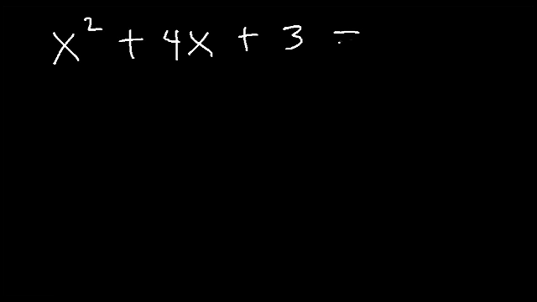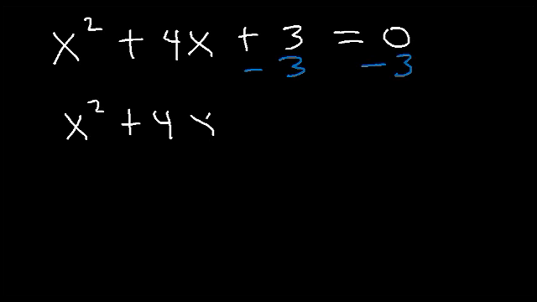In this video, we're going to focus on solving quadratic equations by completing the square. So let's start with our first example. x squared plus 4x plus 3 is equal to 0. The first thing we're going to do is subtract 3 from both sides. So we have the equation x squared plus 4x is equal to negative 3.